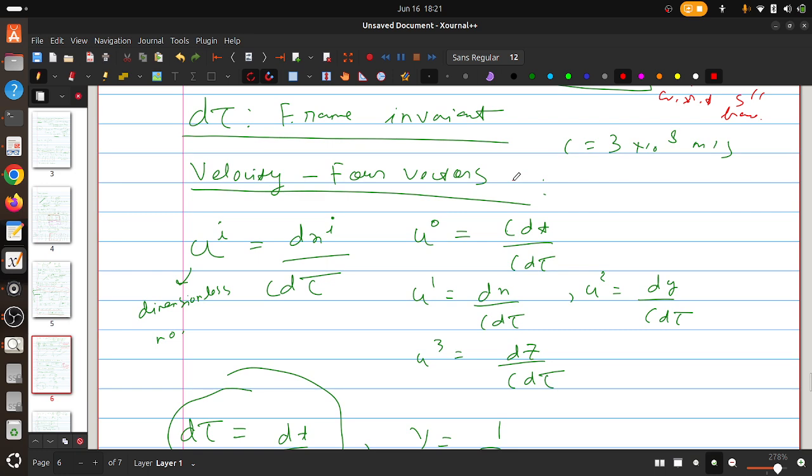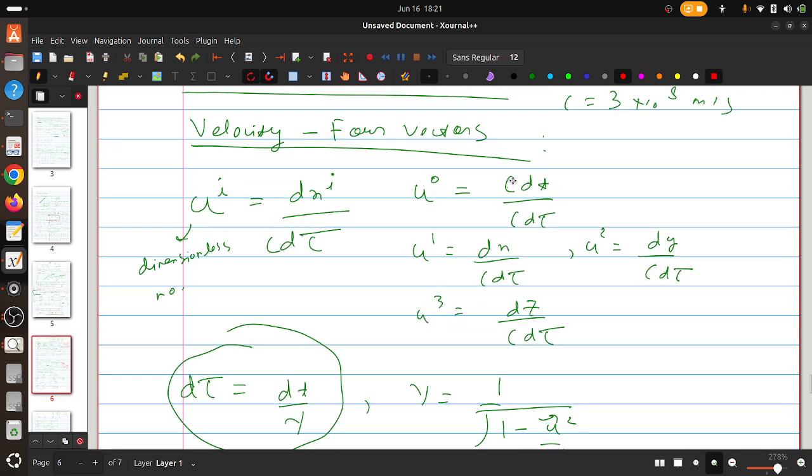So what we can see here is that it is very much intuitively clear now that d tau should be frame invariant, because it is simply the time measured by the particle itself. So it should not depend on which frame we are watching that particle from, because it is measured by the clock on board the particle, right?